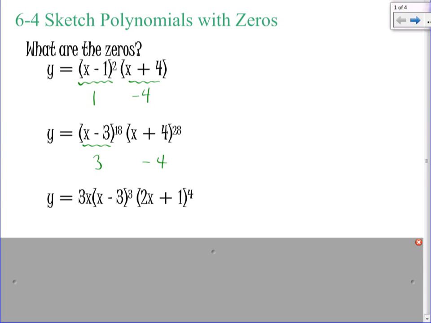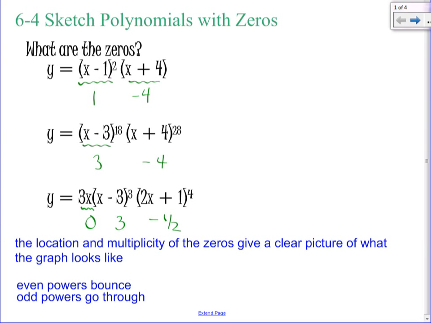Okay, what about right here? 0. We take 3x, we set it equal to 0, divide by 3, we get 0. Positive 3. What about here? 1/2. Negative 1/2. You would subtract 1 and then divide by 2. Questions?